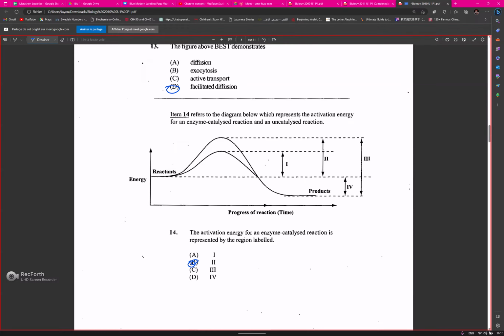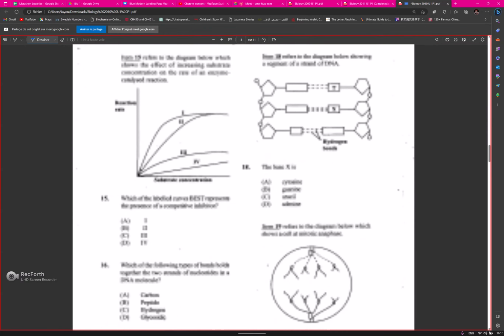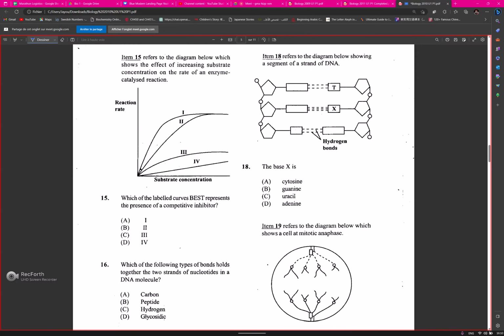Wouldn't it be enzyme catalyzed? So which one would be the uncatalyzed? The uncatalyzed would be 2, right? Oh, I'm seeing it. My bad. So what happens when you move too fast and you don't read properly? You get 2s. And I don't want that. Alright. So which of the following curves best represents the presence of competitive inhibitors? Which one? B. 16. Which of the following types of bonds hold together the 2 strands of nucleotides in a DNA molecule? Hydrogen. Beautiful.